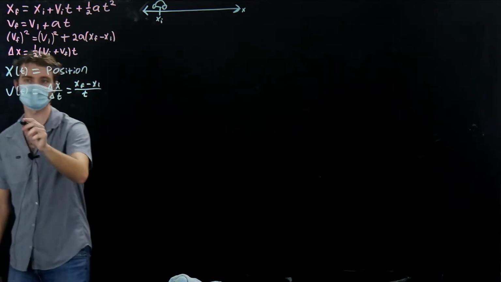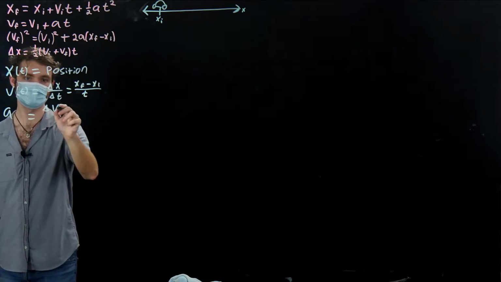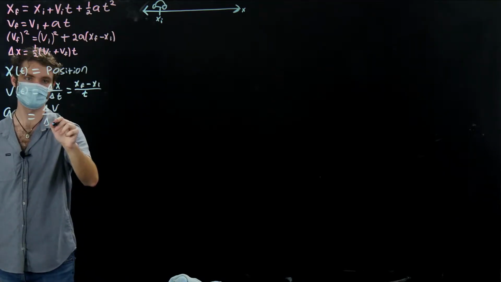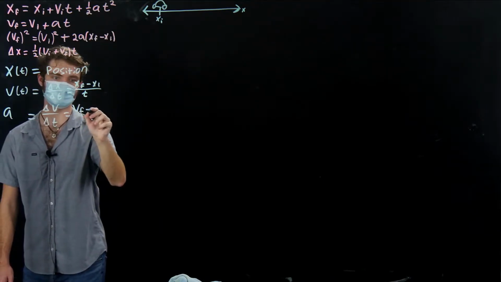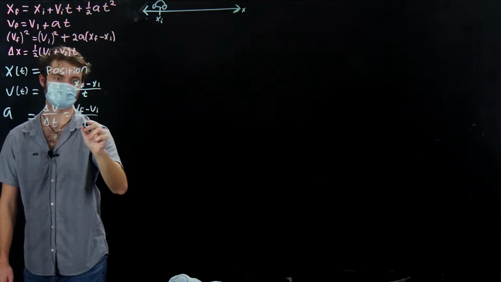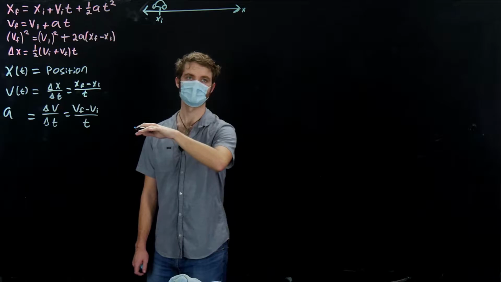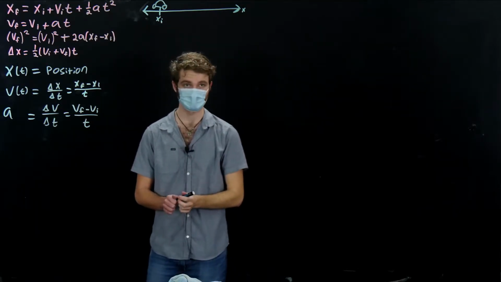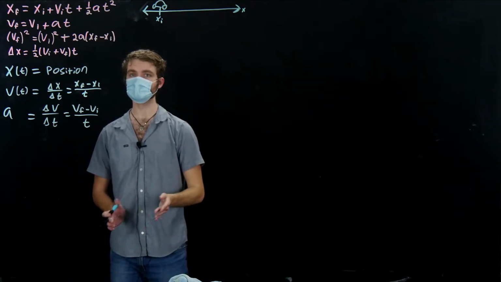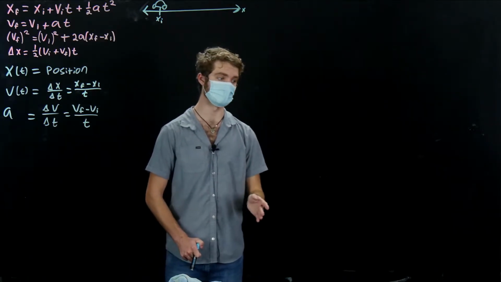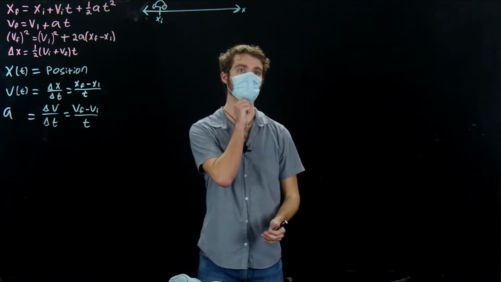And then similarly, our a is delta v over delta t, equals v final minus v initial over t. So the same way that velocity is the change in position with respect to time, acceleration is the change in velocity with respect to time. So we'll start with a super simple example, and we'll get some intuition from that, and then we'll do a little harder of an example.